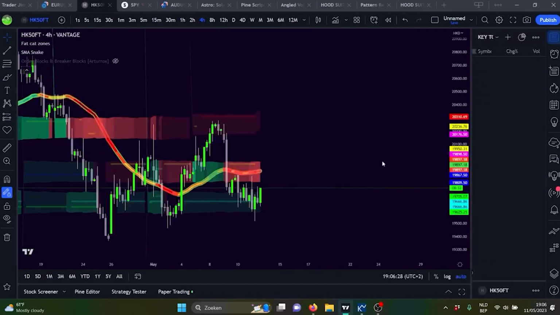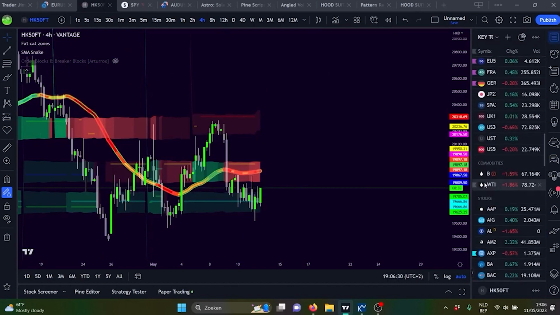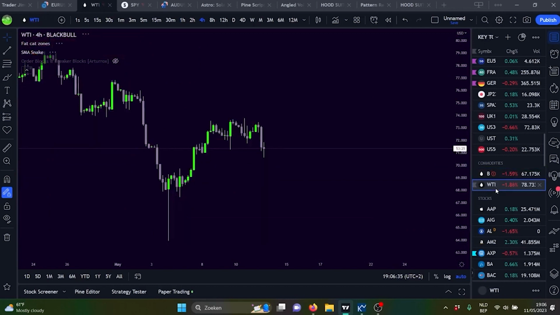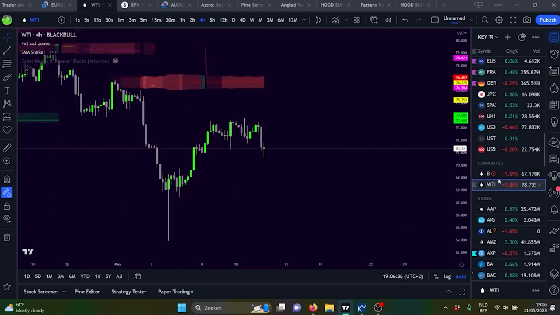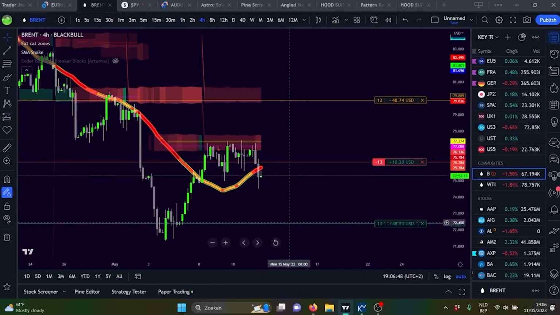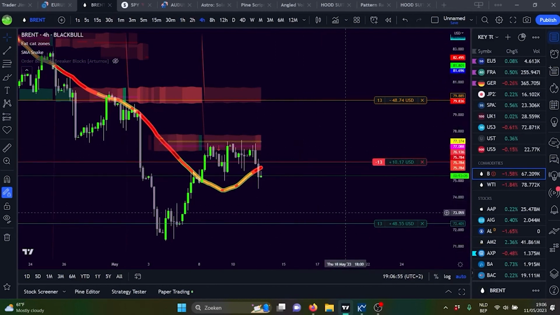This is the indexes, we are not trading this. Let's go to oil. We are still in the trade. It's finally starting to go down. I would have liked this to close below this wick, so that would be more confirmation of it going down. Let's see what's happening. Most likely it will chop a bit more before it will choose a direction.